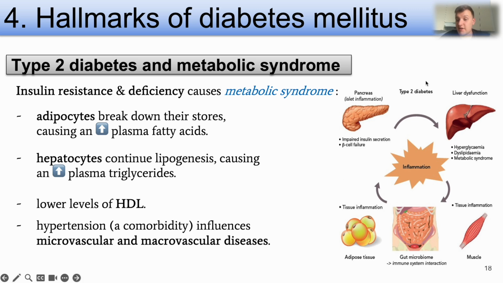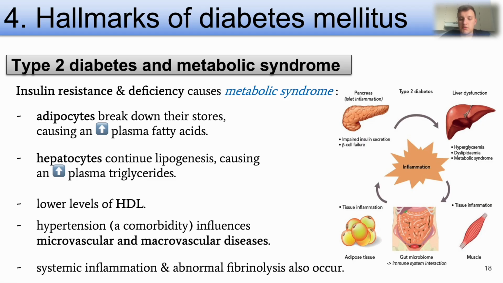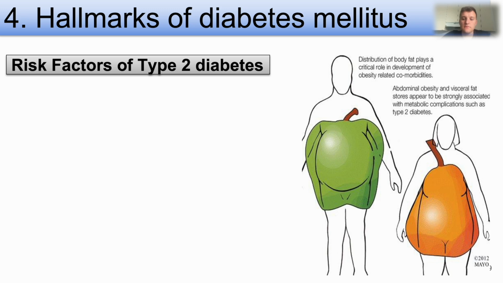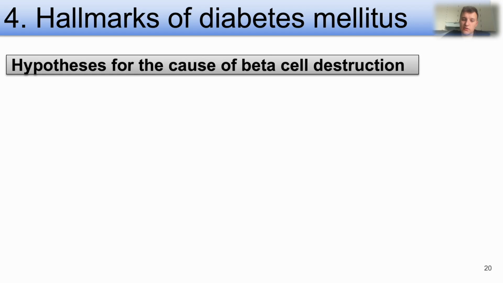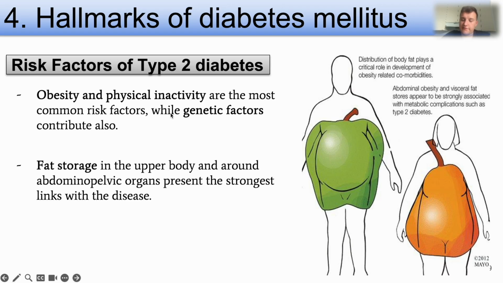So this is a never-ending loop of all these systems overdoing the wrong thing, and you get what we call a metabolic syndrome, right? Things are not doing what they're supposed to. And eventually you get this systemic inflammation and abnormal fibrinolysis, right? That starts occurring because you start inflaming all these places that are not doing the right thing, and it starts getting really bad. For type 2 diabetes, obesity and physical inactivity are the most common risk factors.